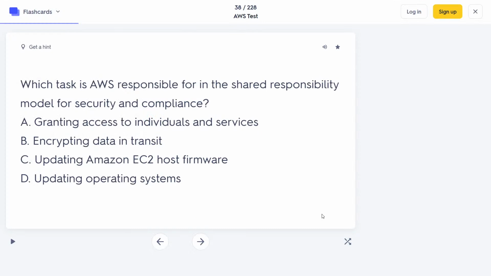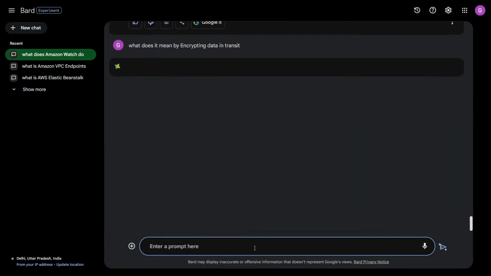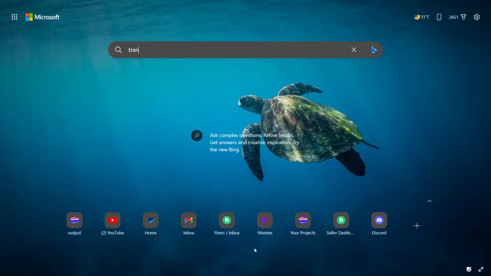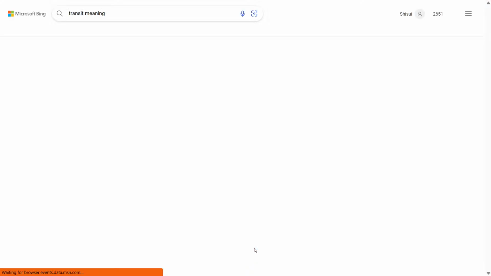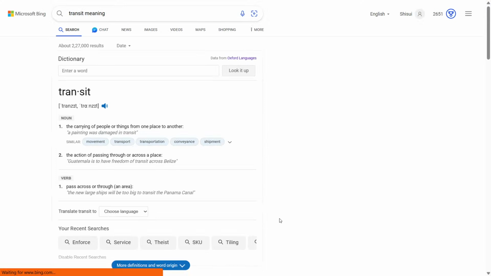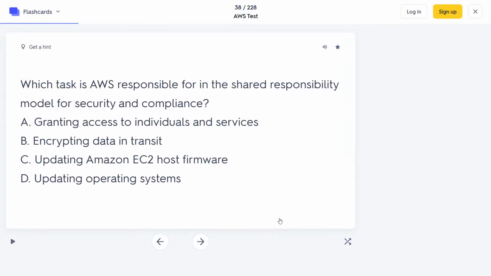Oh yeah, what does it mean by encrypting data in transit? Transit meaning the carrying of people or things from one place to another. Encrypting data in transfer. Okay, as you say, my friend.